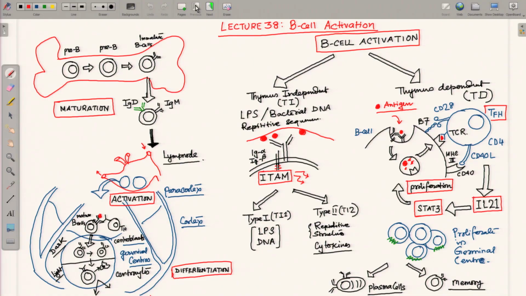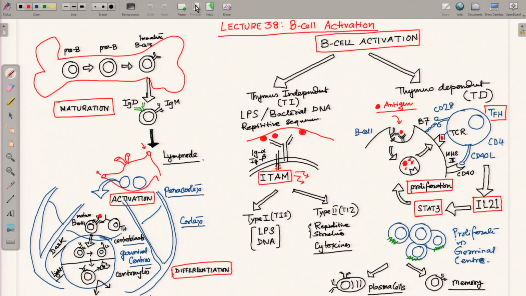So, welcome back, and we will continue our discussion about B cell activation and differentiation inside the lymph node and in the germinal centers of the lymph node. What are the events happening in the germinal center of the lymph node? As we discussed in our last class, we have discussed the activation of the B cell, primarily the thymus dependent activation, in much more detail.